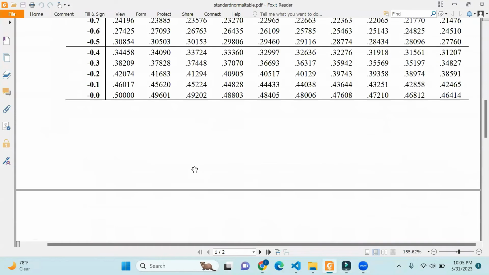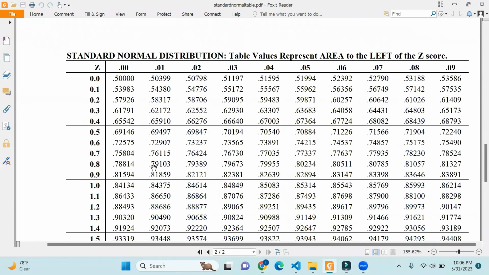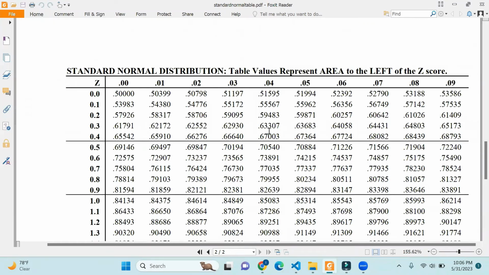Let's try to match 0.38. So this number, 0.38209, is the nearest match. Therefore, negative 0.3 is the quantile value for the left probability. Similarly, let's try to match 0.67. So this number, 0.67003, is the nearest match for the probability 0.67. The corresponding Z-score 0.44 is the quantile value for the right probability.